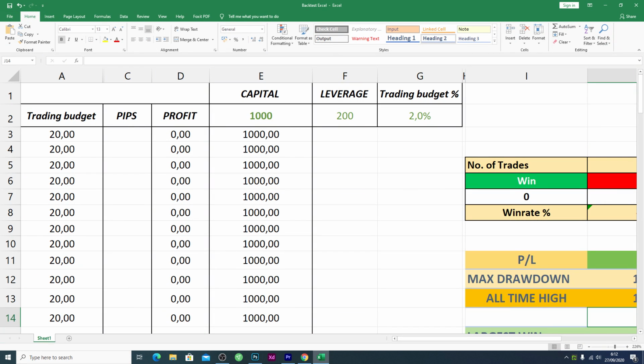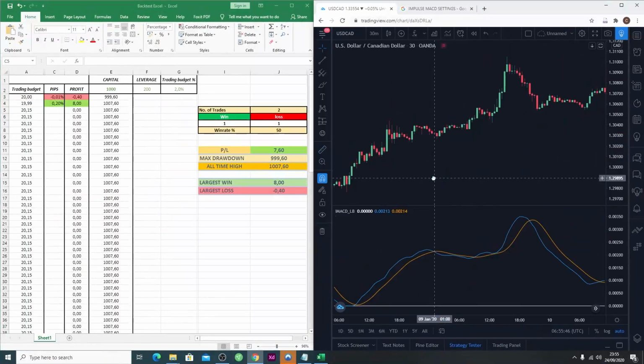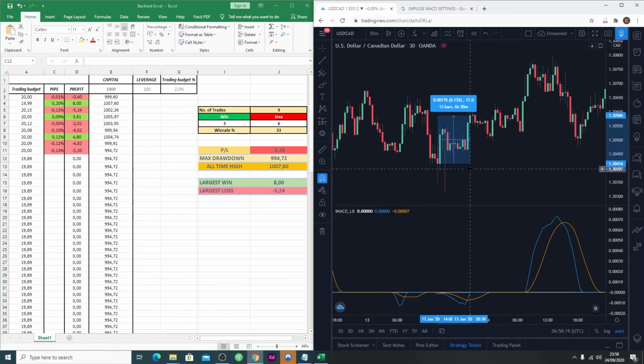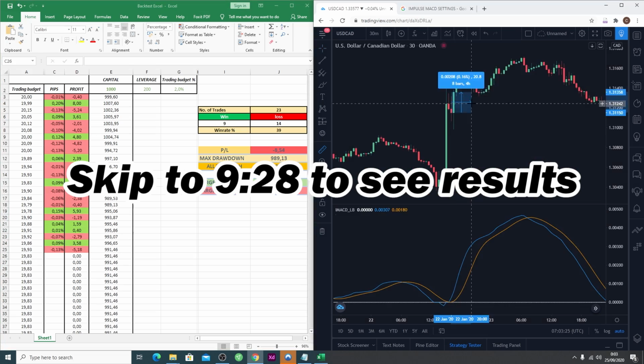I'll also use the same settings. I'll start with a capital of $1,000 with 200 times leverage per trade. However, for each trade, I'm only risking 2% of my capital, and I'm testing the USD CAD 30-minute chart. So here's a time lapse of me backtesting the strategy. You can skip to the timestamp shown on the screen to see the results.